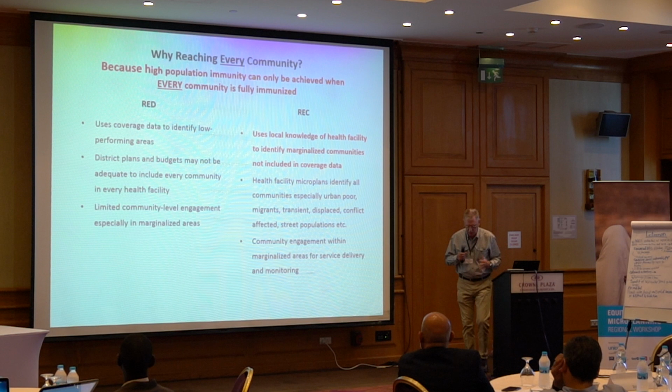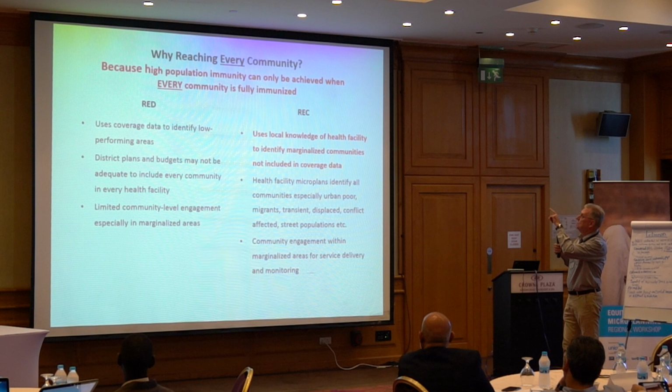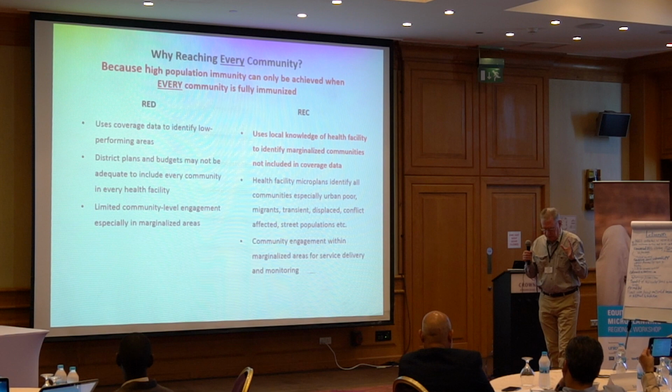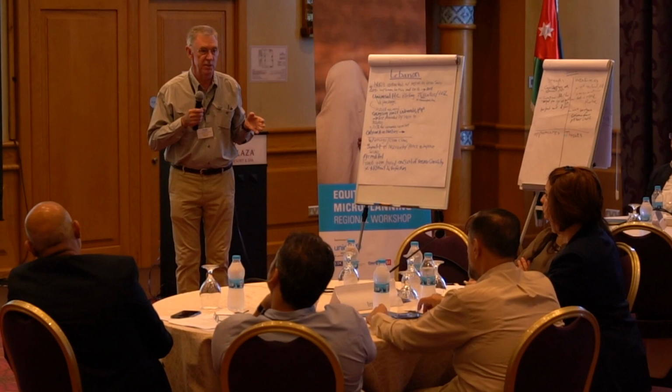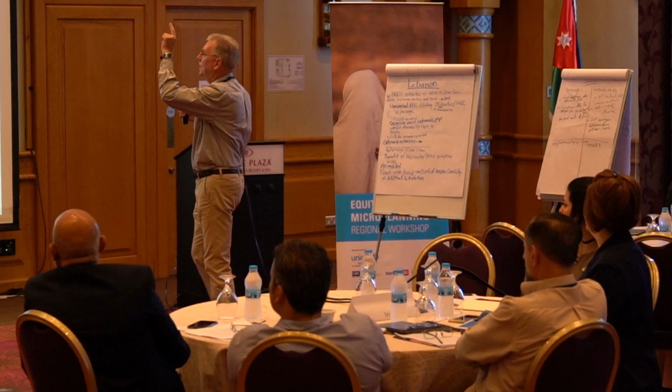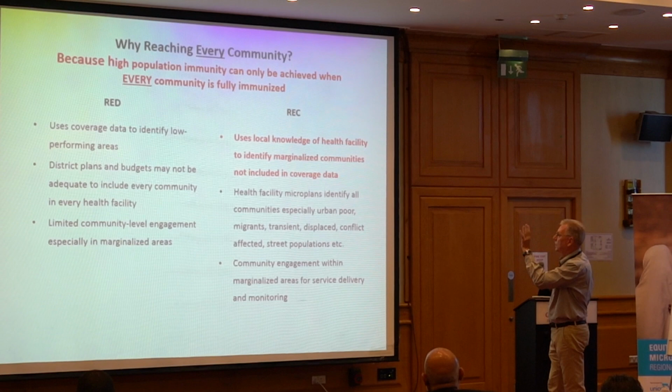Okay, so just a little bit more about why we have to reach every community. The first thing: high population immunity can only be achieved when every community is fully immunized. And please, let's not forget, EPI is not about coverage. It's about disease reduction, isn't it? It doesn't matter what you say, you've got 120% coverage, you've still got a measles outbreak. It's about disease reduction, so we have to think about that all the time. We have to fully immunize every community in order to get disease reduction and population immunity.